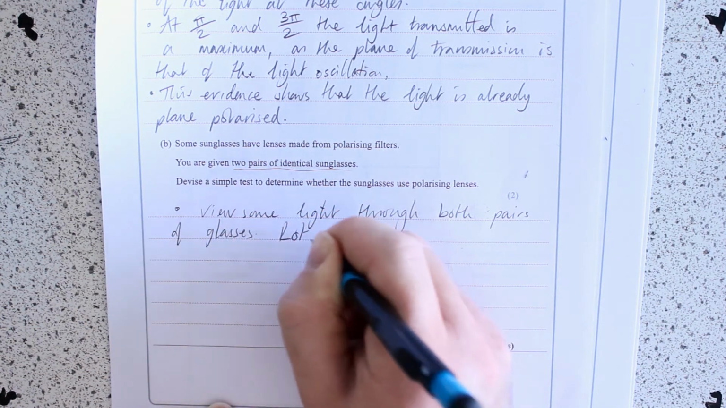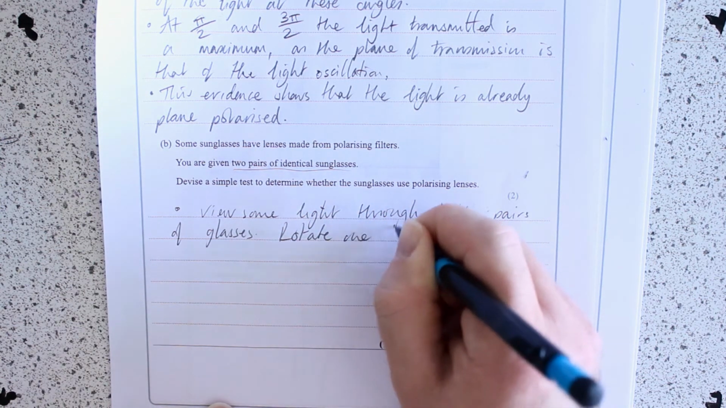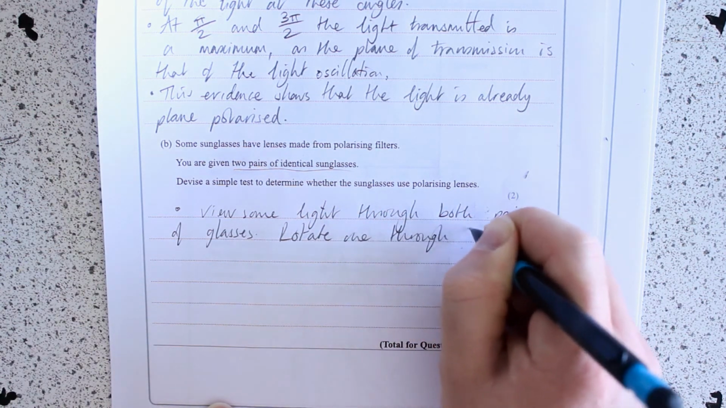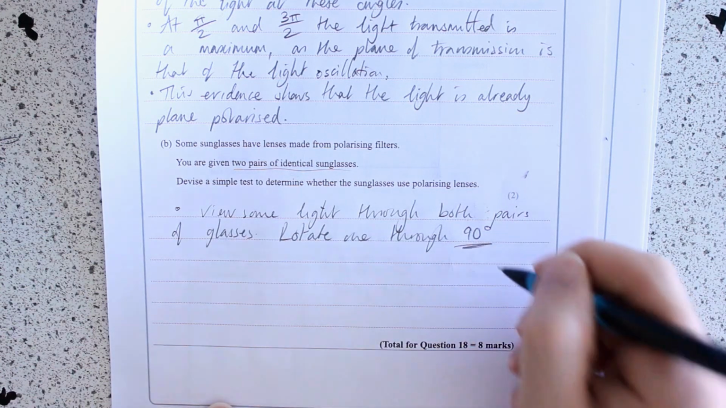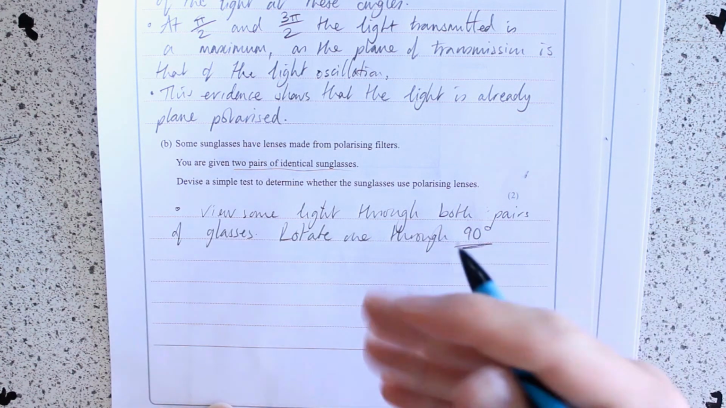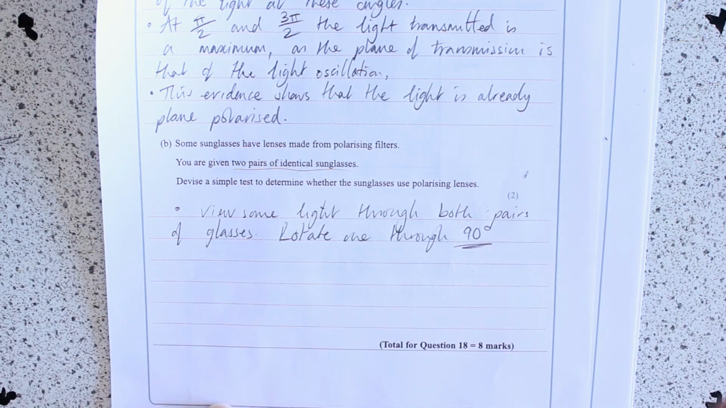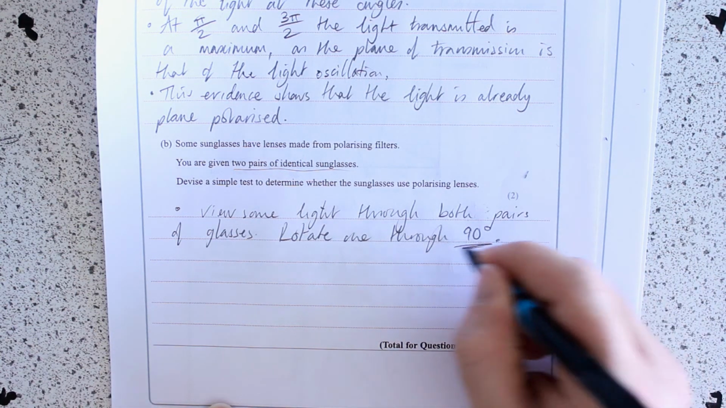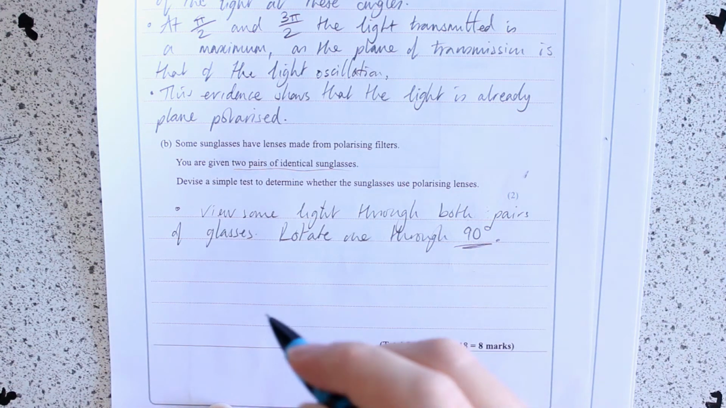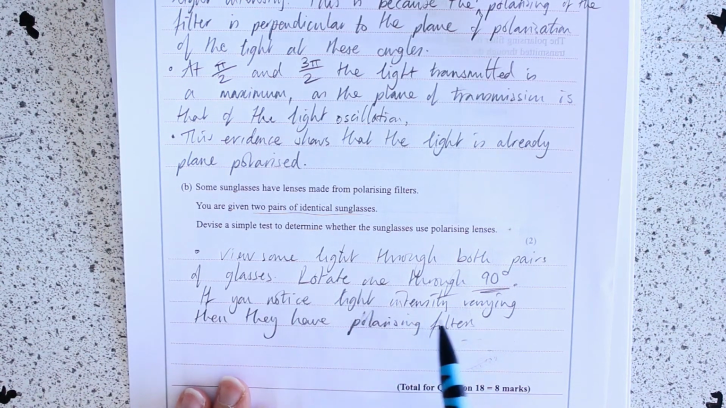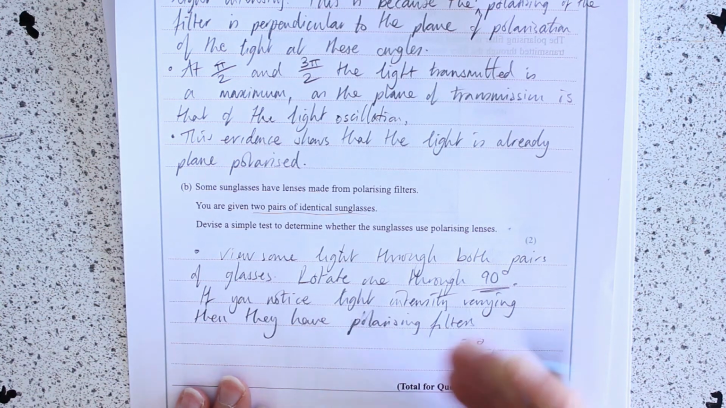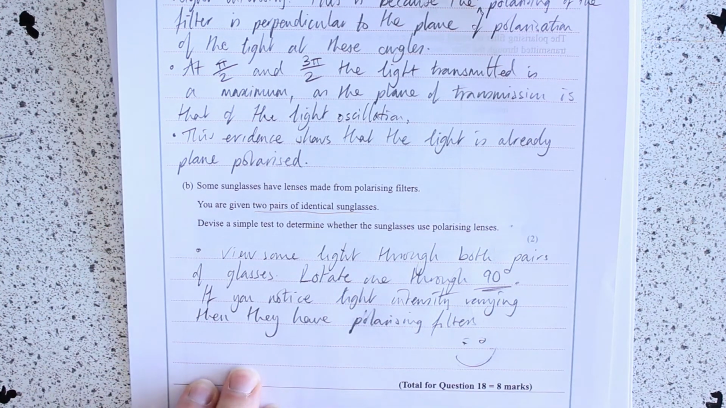Rotate one through 90 degrees. Now that's what they're going to be looking for. Have you said something about perpendicular, or used the idea of 90 degrees, or obviously pi over 2? Rotate one through 90 degrees. That's your first mark done. So if you notice light intensity varying, then they have polarizing filters. So that's pretty easy. Thank you very much for the marks.